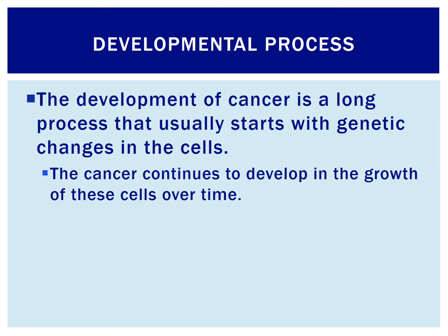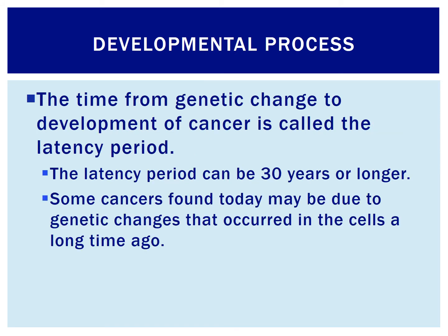The development of cancer is a long process that usually starts with genetic changes in the cell. The cancer development continues in the growth of these cells over time. Cancer can take a very long time to develop. The time from a change in the genetics of a cell to the development of cancer is called the latency period. The latency period can be 30 years or longer. Cancers that are found today may be due to changes that occurred in the cells a very long time ago.